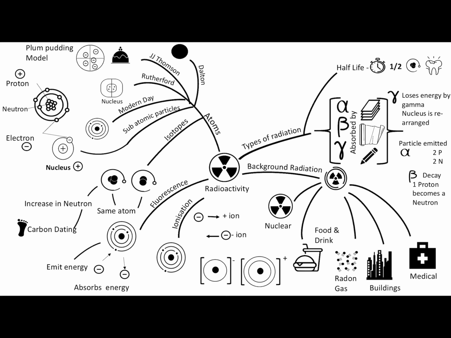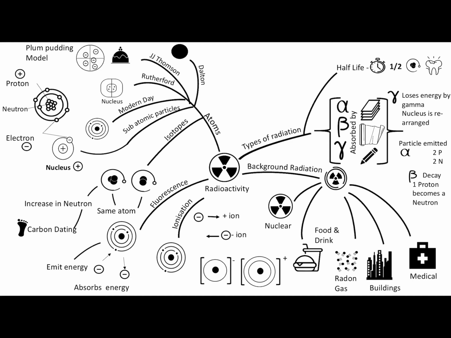Now beta is slightly smaller, so it can go through paper, but it can be absorbed by aluminium foil. Now beta decay is where a neutron becomes a proton. So whereas an alpha particle loses 2 protons and 2 neutrons, here a neutron becomes a proton. So it changes the amount of neutrons and protons, but it doesn't change the mass number.